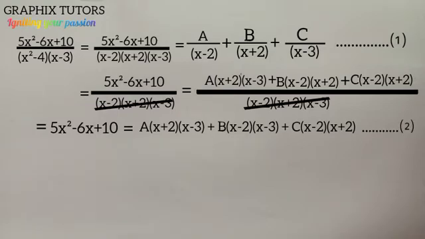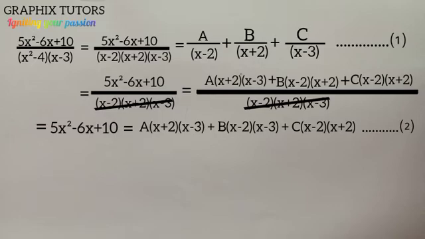Now from here, there are two methods you can use in order to get the values for a, b, and c. The first method is by comparing coefficients, and the second method is by assumption. Now we'll be using the second method there, which is by assumption. How will you do it?